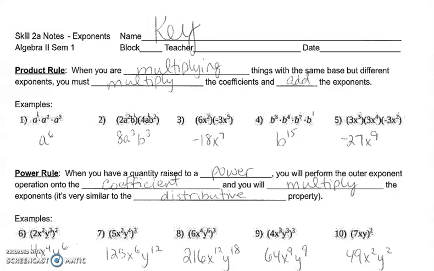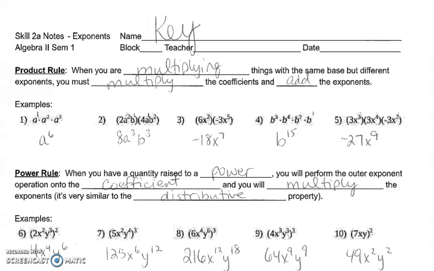So product rule. When you are multiplying things with the same base but different exponents, you must multiply the coefficients and add the exponents. So what you're looking at is, do they have the same variable? If they do, so that's the same base, then you're going to multiply the coefficients, the numbers in front, but you are going to add the exponents.